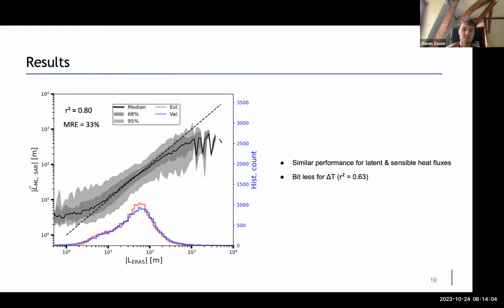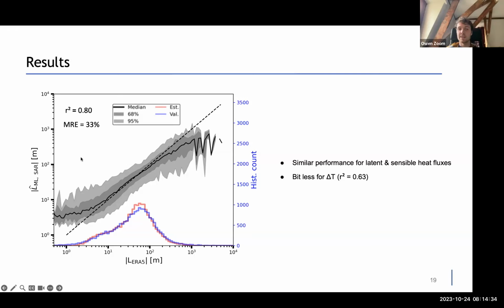So then if I go over to the results, where I've confusingly plotted our estimates on the y-axis and the validation on the x-axis, we can see that the histogram of our estimated Obukhov lengths is approximately the same as the histogram of the Obukhov lengths we see in our validation data set, where we are somewhat nicely along the center line, except for where we have fewer data points.